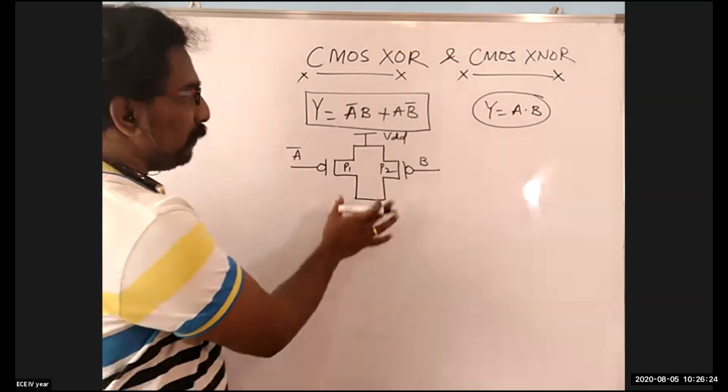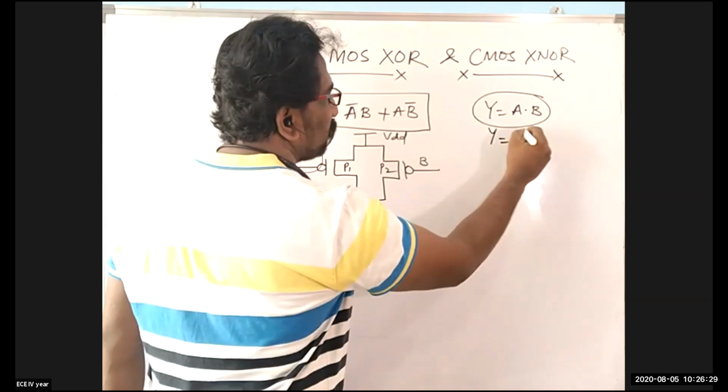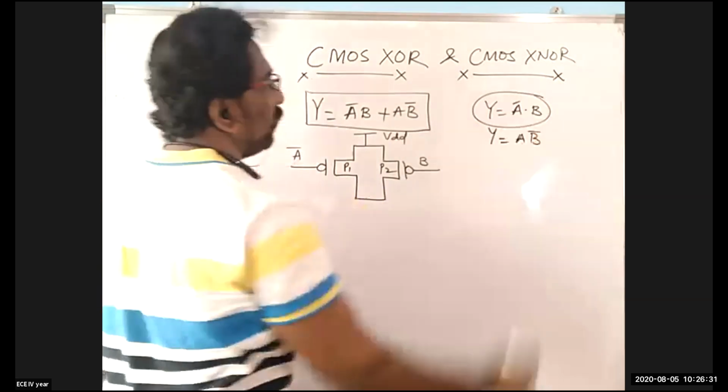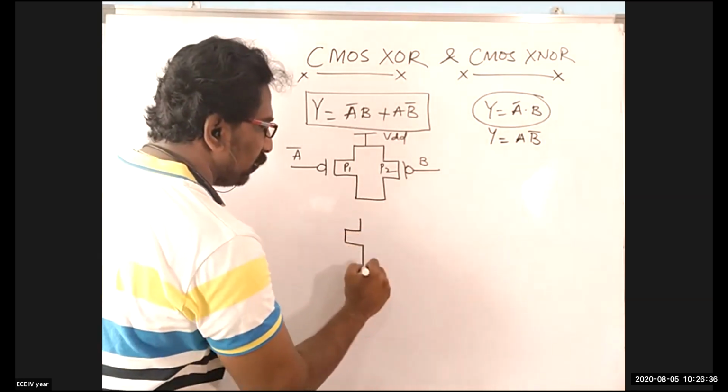The next one, below this structure, you should draw the structure for A B bar. For that A B bar, draw again another set of PMOS.